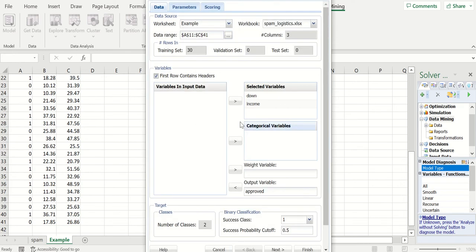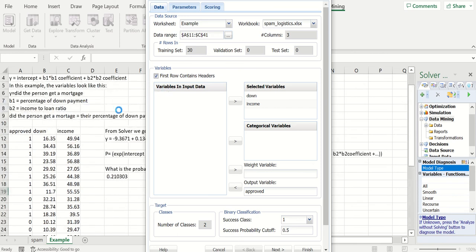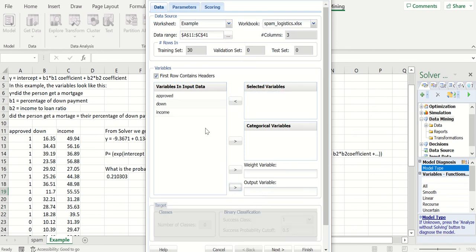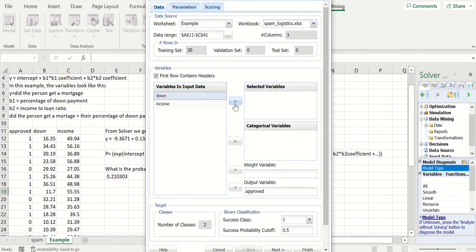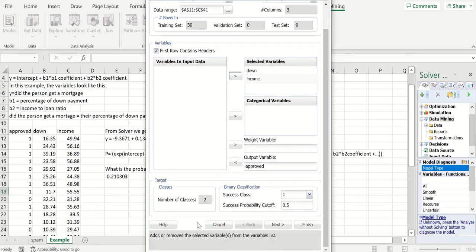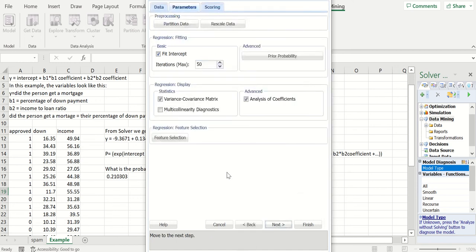Once we've put that in here, the first row has data. Just taking a second to see what's going on. Whenever yours first comes up, it probably will look like this. It will have all your variables here. We know that being approved is the outcome variable that we're looking for, so I click on it and bring it over. We also know that the two selected variables that I'm interested in are the down payment and the income to loan ratio. Two classes, it either is approved or not approved. Everything looks good here. We'll go to Next.